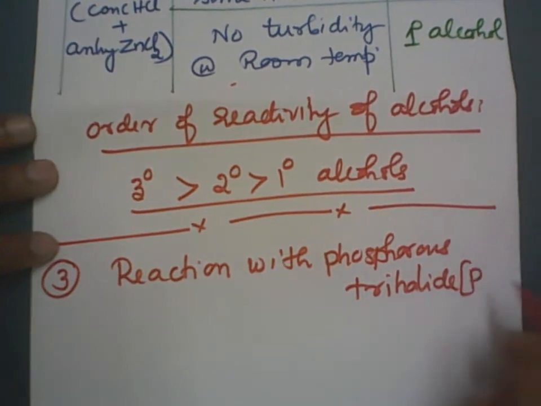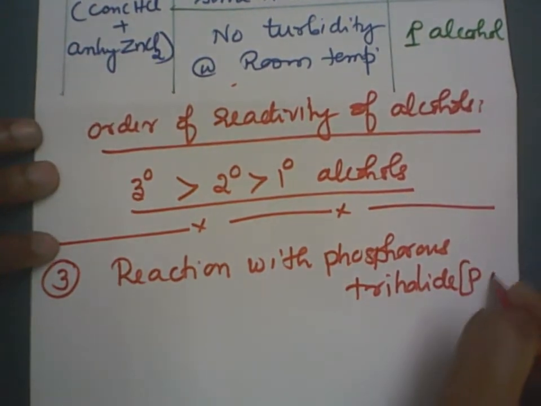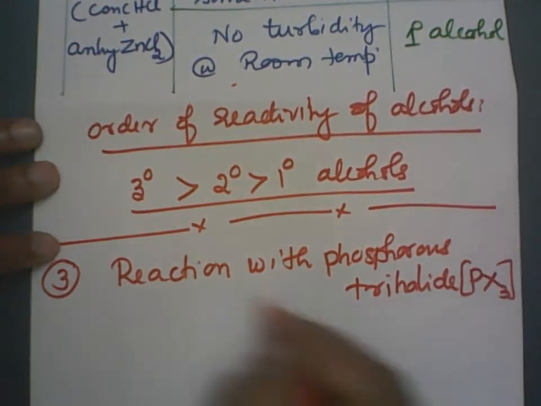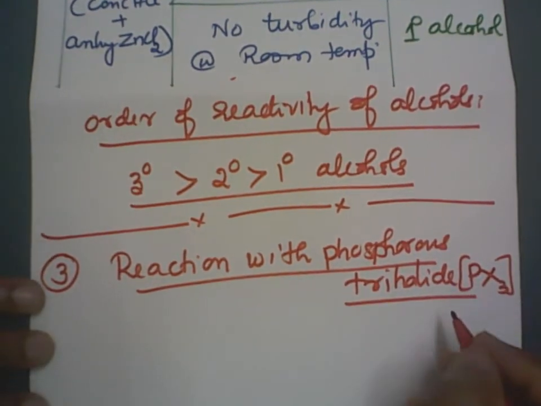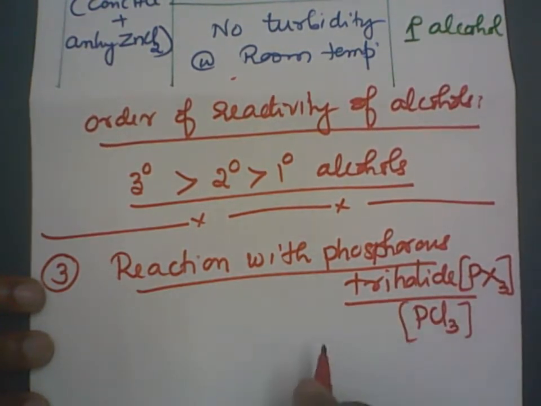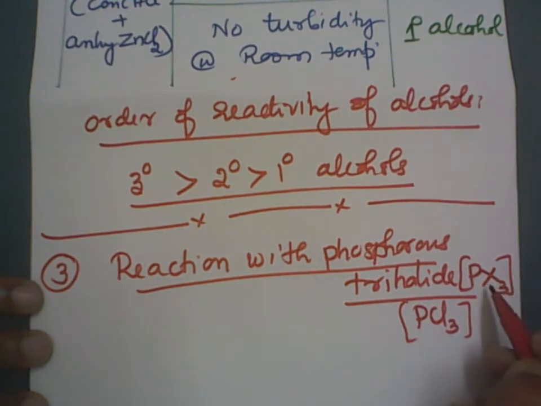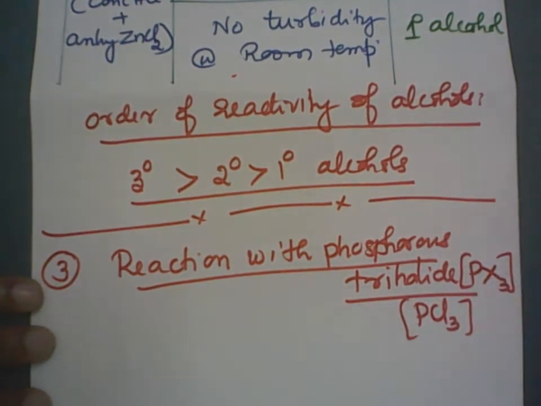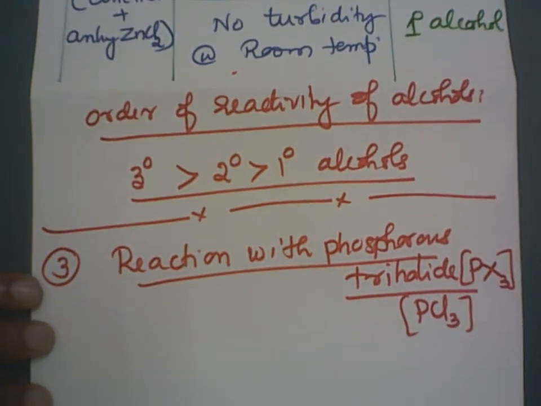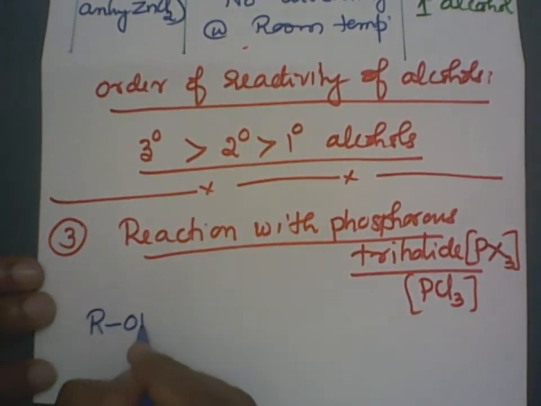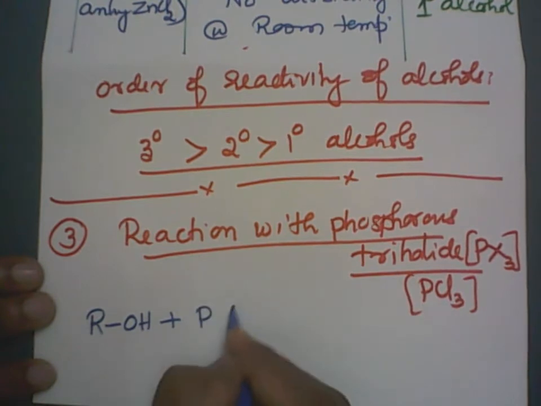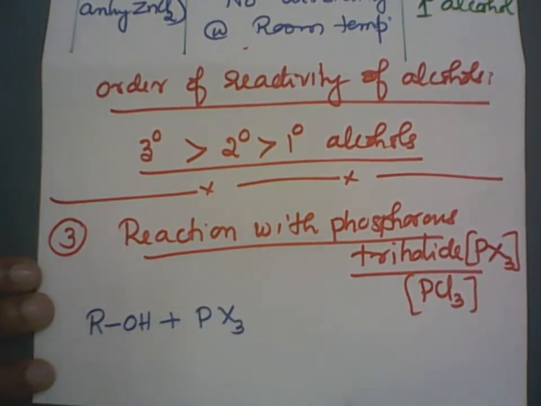Phosphorus is the element P, and trihalide means halogen X three times. Let me take one example of phosphorus trihalide: PCl3, or PBr3. Correct? Let me write in general PX3. So how does the reaction take place? Alcohol, ROH, reacts with the phosphorus trihalide.